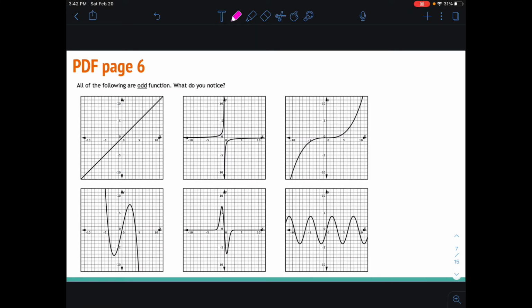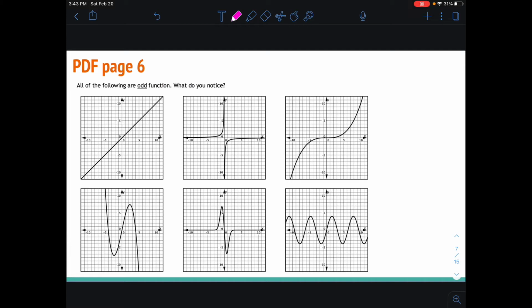These graphs are all odd functions. Take a moment to see if you can identify a similarity with all 6 of these graphs. Okay, these are all rotated 180 degrees.